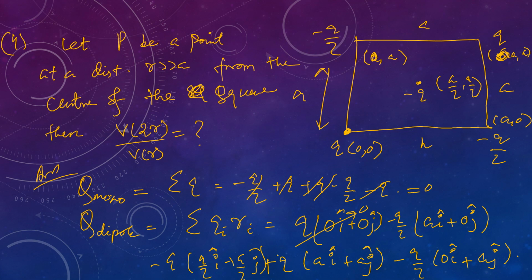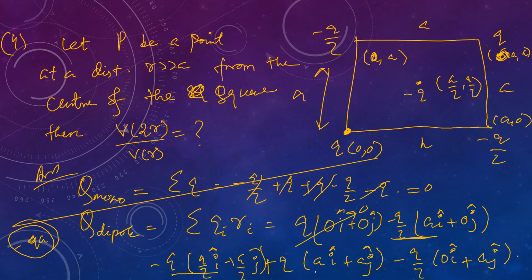Now you have to check the other ones. If you check, this is minus q by 2a, minus q by 2a. That will give me minus qa. That minus qa will add up with qa, that will give me 0. Again, this is 0. Here, minus q by 2a, minus q by 2a will give me minus qa, and this will add up with this to give me 0. So everything adding up will give me 0.